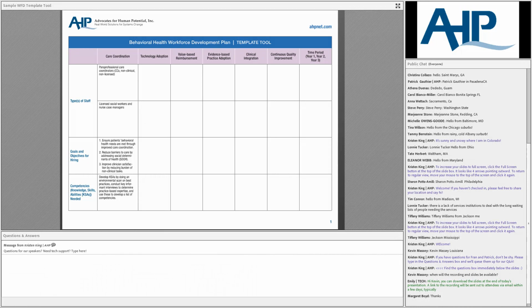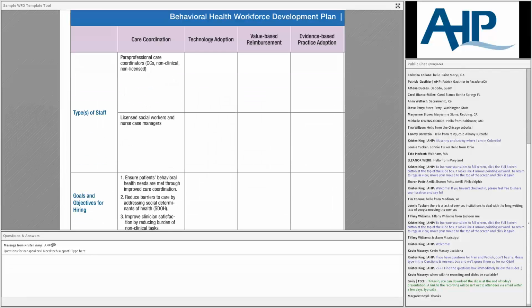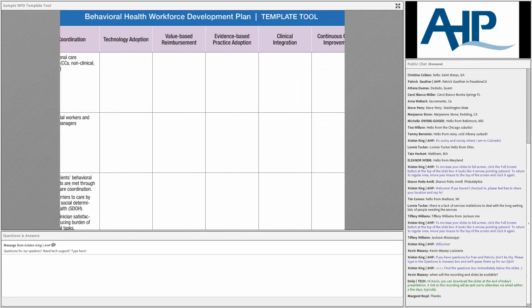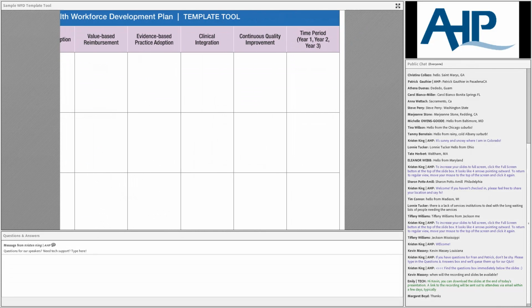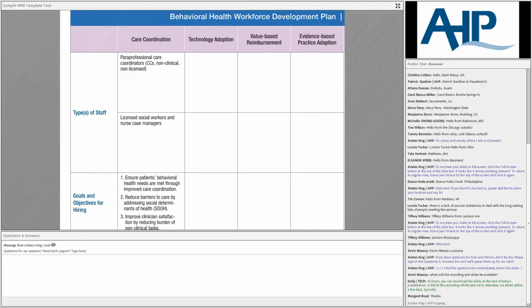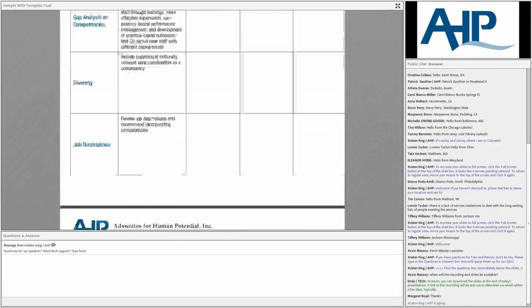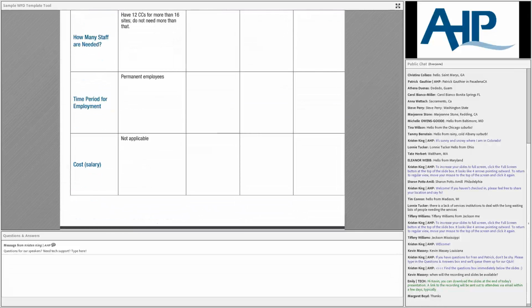Okay, great. Okay, Fran, so that's the whole tool, and go ahead and zoom in as far as you like, but I wanted folks to see what the big picture of the tool is before we start. Yeah, so across the top, we have the domains that we just went over, as well as the time period. And over to the left, we have a number of the questions that you are going to want to answer to develop a workforce development plan.